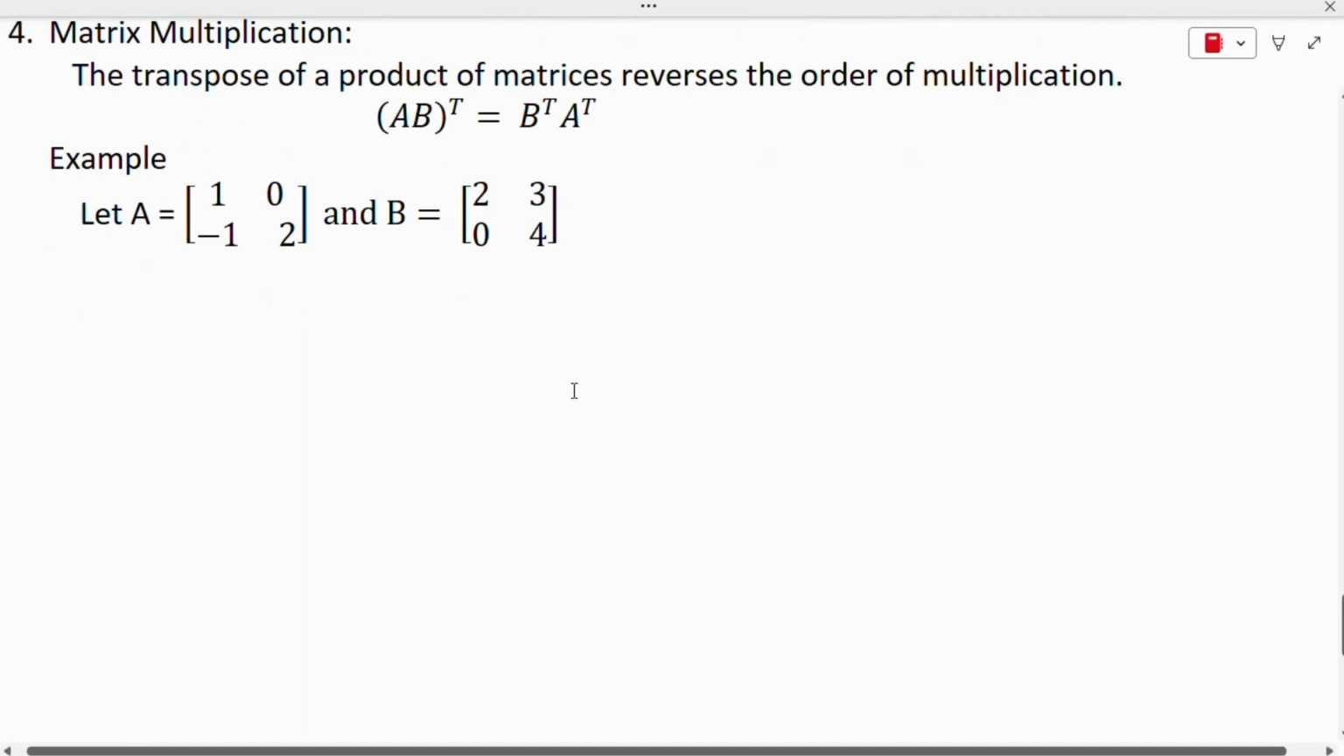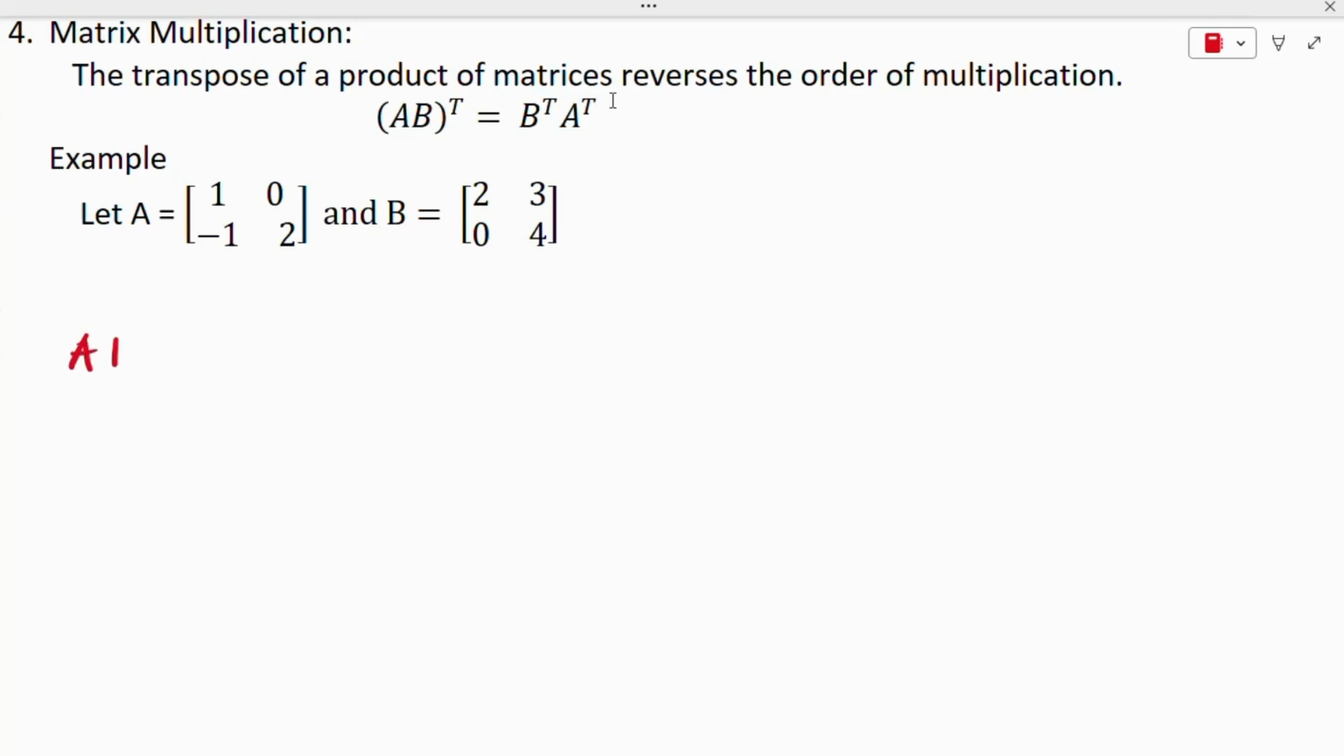The transpose of a product of matrices reverses the order of multiplication. Now this implies that if you take the transpose of AB, this is equal to B transpose multiply A transpose. Alright, so let's simply take a look at this example to verify this property. So we have AB transpose, so we want to simply multiply A and B.